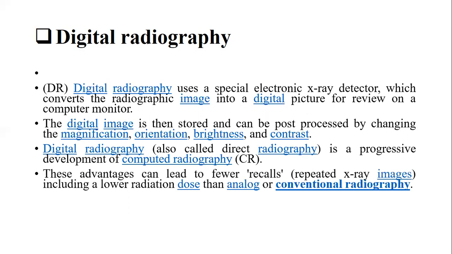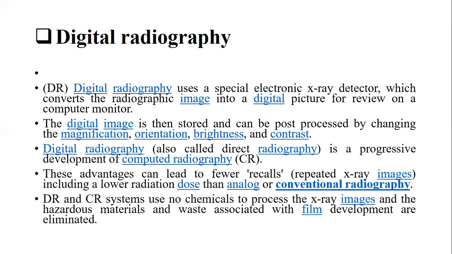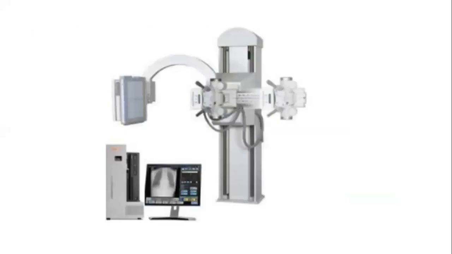This development can lead to fewer recalls, including a lower radiation dose than analog or conventional radiography. DR and CR systems use no chemicals to process the X-ray image, and the hazardous materials and waste associated with film development are eliminated. So this is an example of a DR system.